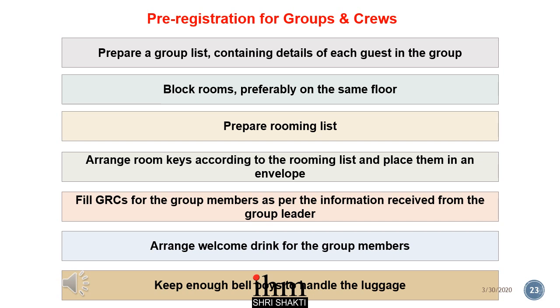Based on the information received from the group leader or airport representative, the front office should fill guest registration cards for group members and arrange them alphabetically. The front office should arrange the appropriate number of bellboys for carrying group luggage to their rooms, and it should also coordinate with the F&B department for arrangement of welcome drinks on arrival.